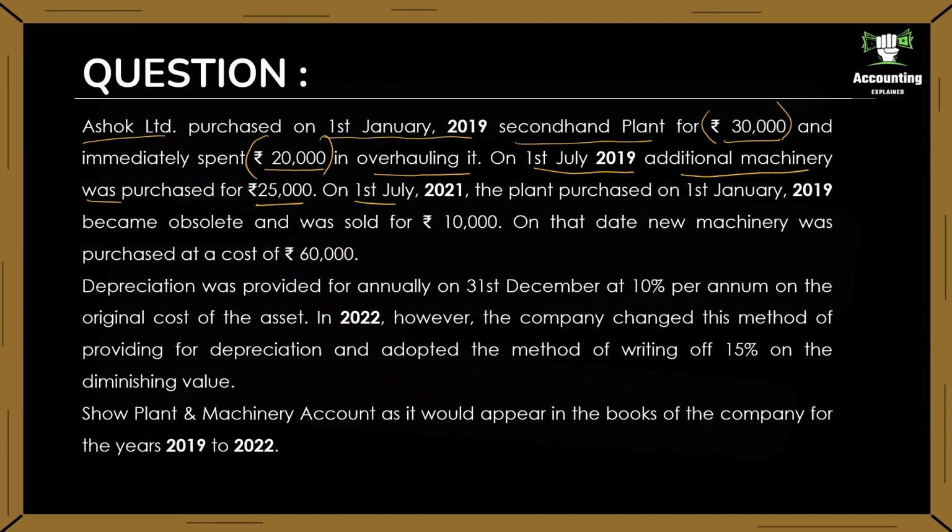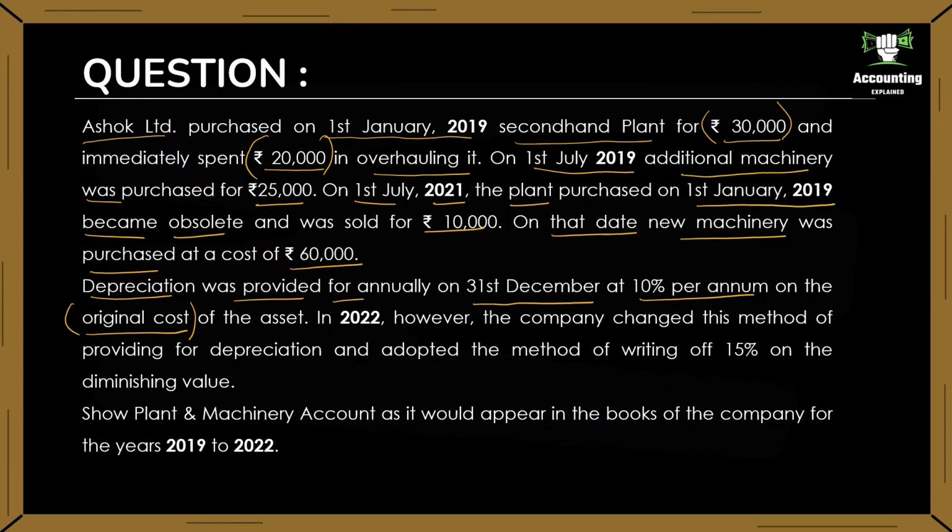On 1st July 2021, the plant purchased on 1st January 2019 became obsolete and was sold for rupees 10,000. On that date, new machinery was purchased at a cost of rupees 60,000. Depreciation was provided for annually on 31st December at 10% per annum on the original cost of the asset. Original cost means straight line method. This we have already seen.